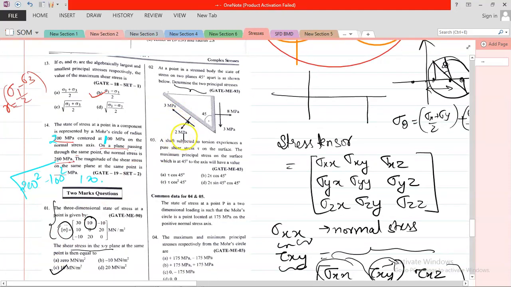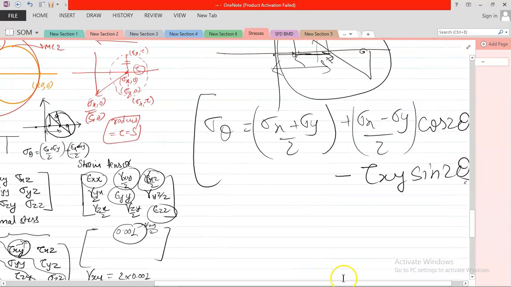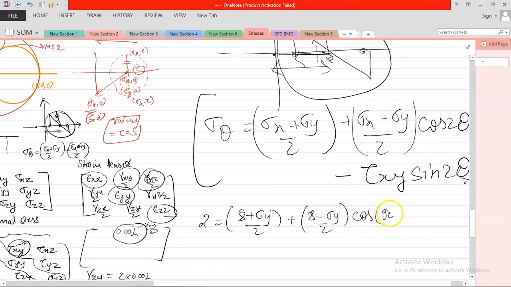At this point you have given the normal stress, and for this plane you have the normal stress and the shear stress. So if you put the value in this equation, you get 2 is equal to 8 plus sigma y by 2 plus 8 minus sigma y by 2 into cos 45 degree, it is given, so it will be 90 minus tau xy, that is 3 into sine 90. So if you solve, you get sigma y is equal to 2 megapascal.